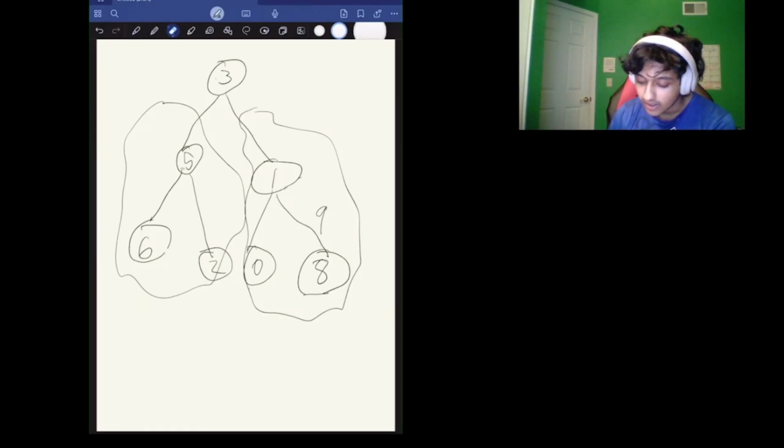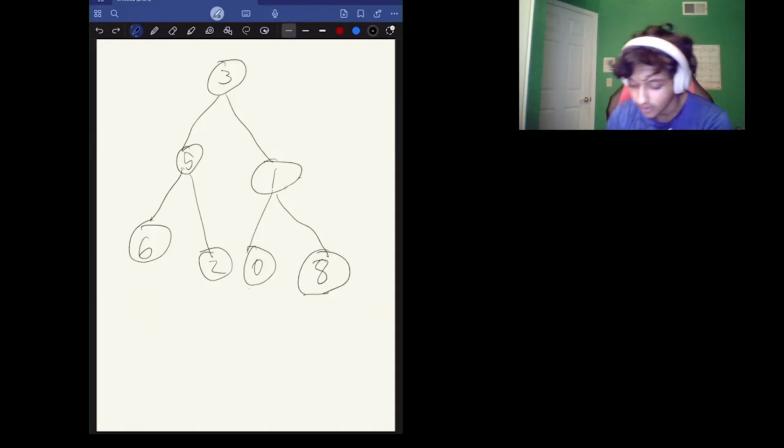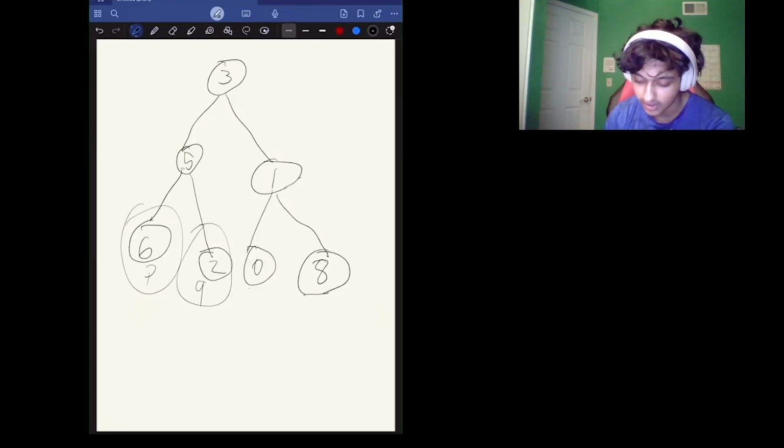And that trend will continue. For a node like 5, it has its own subtrees, so if we know that P is in this subtree and Q is in this subtree, we know that the common ancestor is this. So that's the method of how we're going to be doing this.